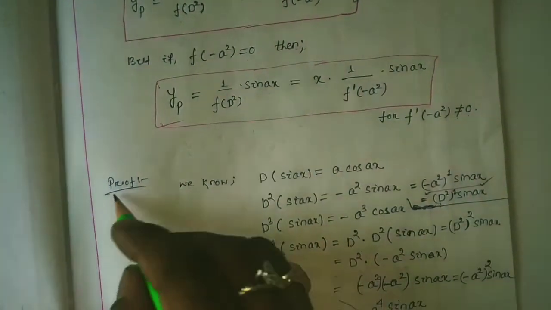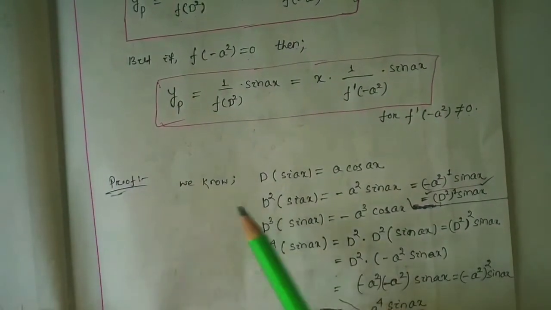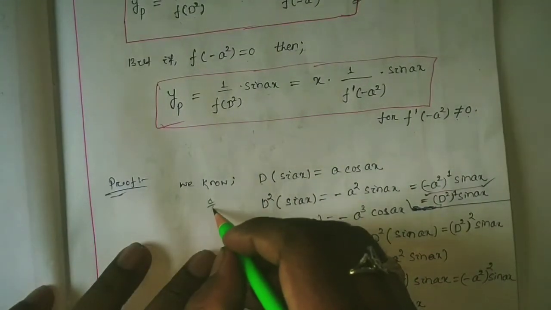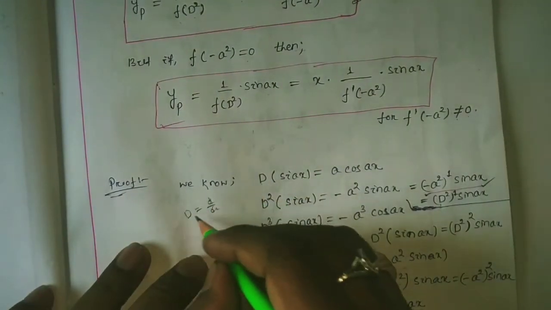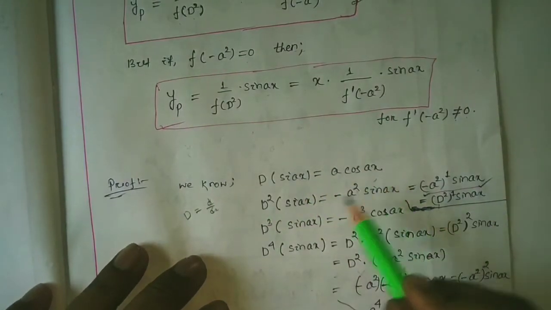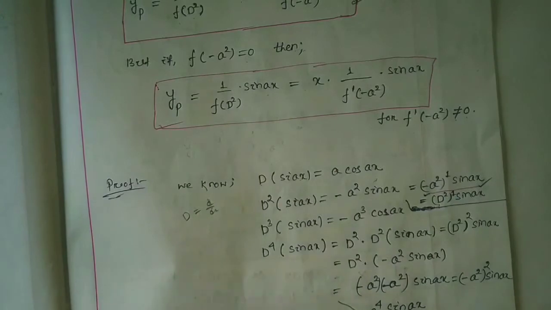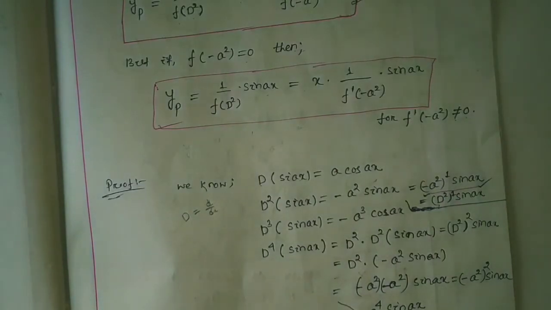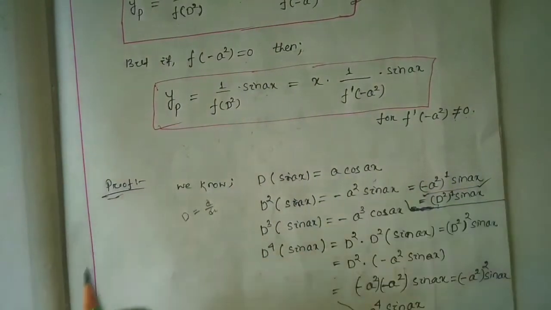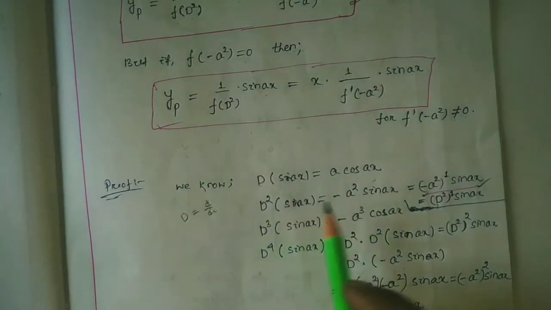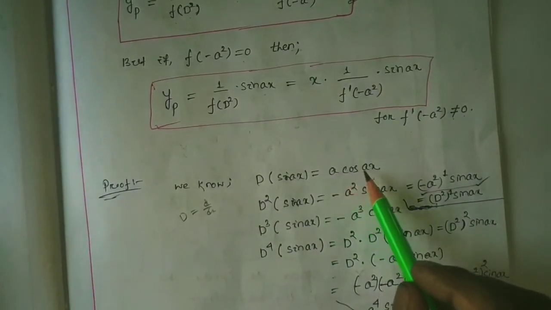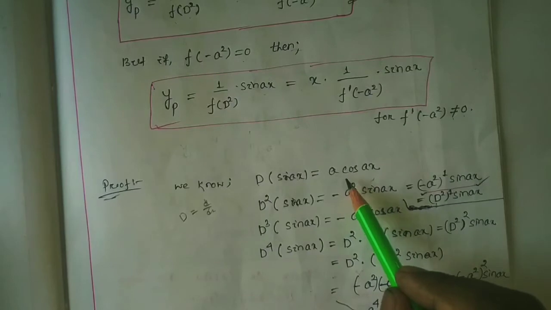So the proof starts. We know D of sin ax, here D means d by dx, that means the derivative of sin ax will be a cos ax. D square of sin ax, this is sin, mistakenly it was written only si, this is sin ax, will be minus a square, because the derivative of cos ax will be minus a sin ax.